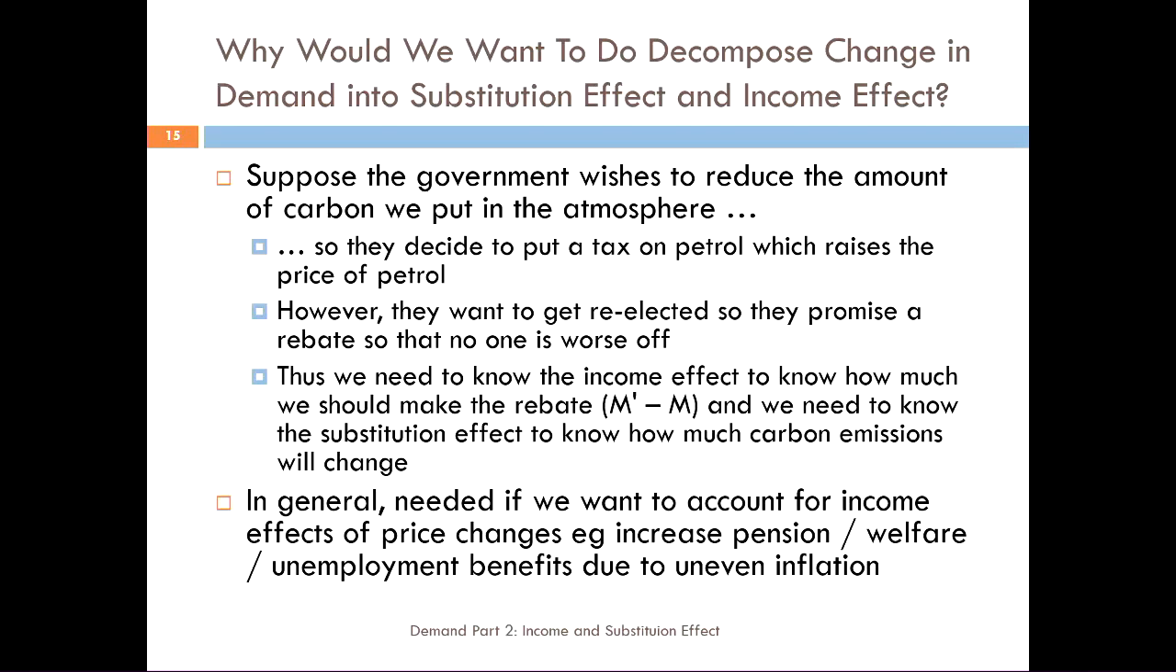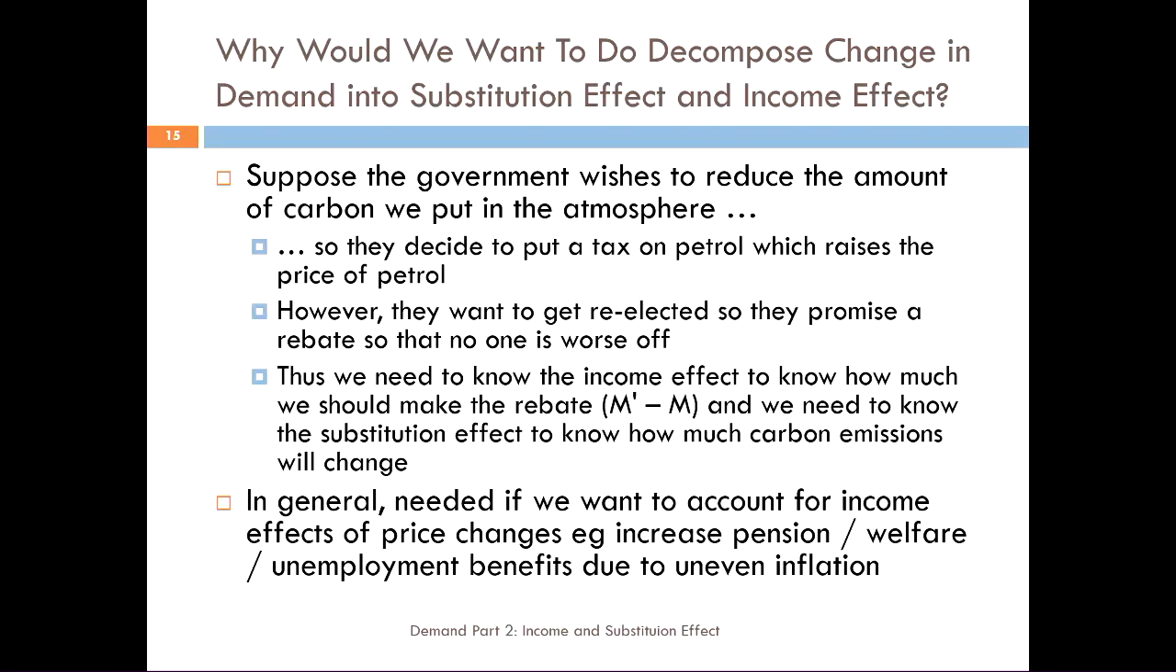However, usually low-income people spend a larger proportion of their budget or their income on petrol, right? They have to drive. Petrol is a bigger share of their income than it is for rich people. So they still have to drive, and they have to spend extra money on petrol. It makes them poorer in real terms, and we don't want that to happen. We want to change people's behavior to drive less, but we don't want to make low-income people poorer. So what we're going to do is give them a rebate to eliminate the income effect. That is, make them just as well off as they were originally.